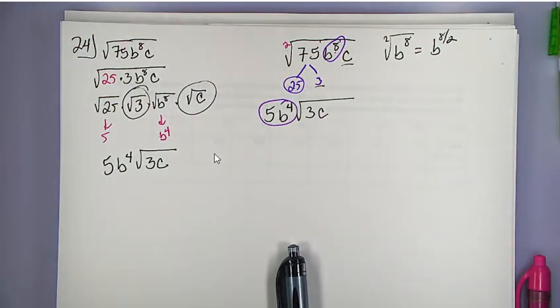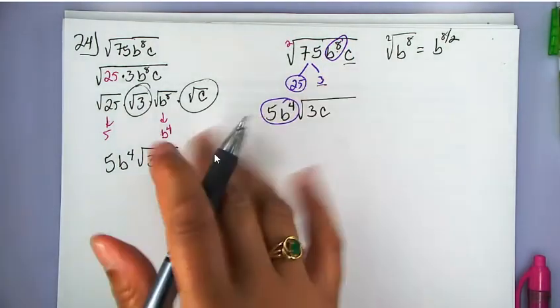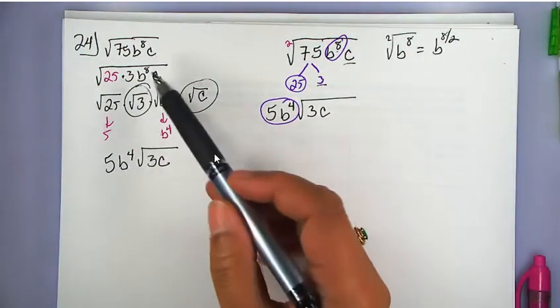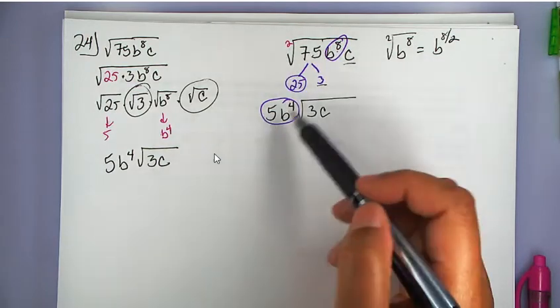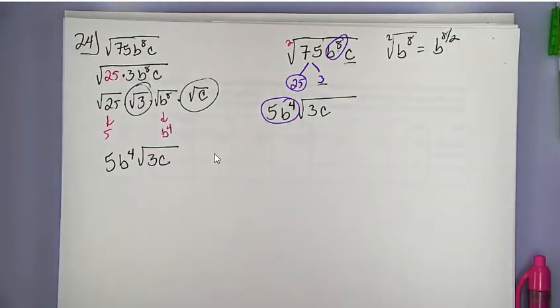Let's go. 1 cubed is 1. 2 cubed is 8. 3 cubed is 27. 4 cubed is 64. 5 cubed is 125.